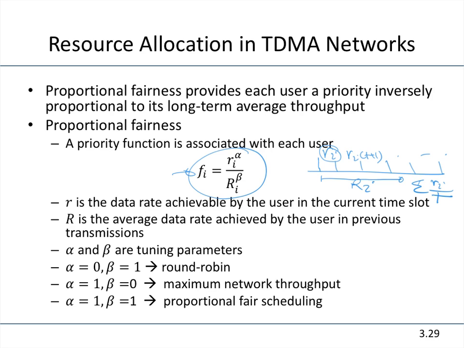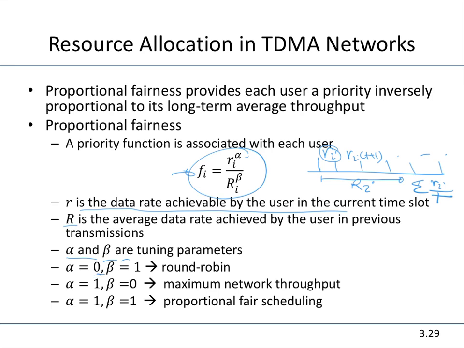So if I measure the ratio for all the users between the instantaneous rate and the average rate, I can have very interesting techniques by just controlling alpha and beta. In fact, with this technique, I can achieve proportional fairness. Again, we have to prove it mathematically, but it turns out that this is possible. R here is the rate achievable for the user for the current time slot, and capital R here is the average rate over time. Alpha and beta here are tuning parameters.